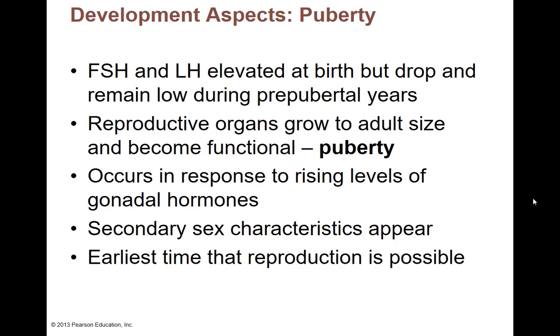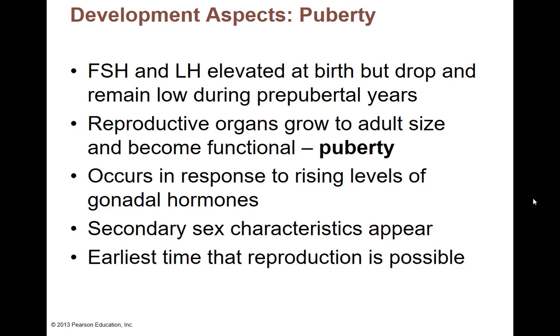Now, developing, what's actually going to make you hit puberty for a female? A lot of it's your follicle-stimulating hormone and luteinizing hormone. They're elevated at birth, kind of like high levels of testosterone at birth, and then it goes back down. Follicle-stimulating and luteinizing hormones stay low during your pre-pubertal years before puberty. However, as you are growing, your reproductive organs are still going to grow, and they start to become functional at puberty. When you can actually get pregnant and maintain pregnancy, you are considered to have now hit puberty.